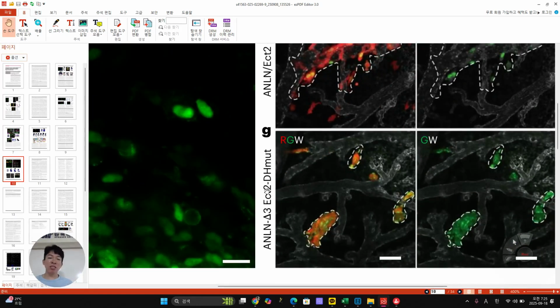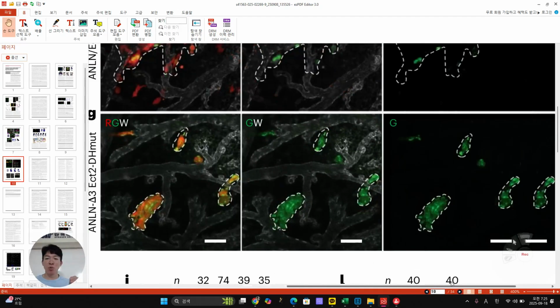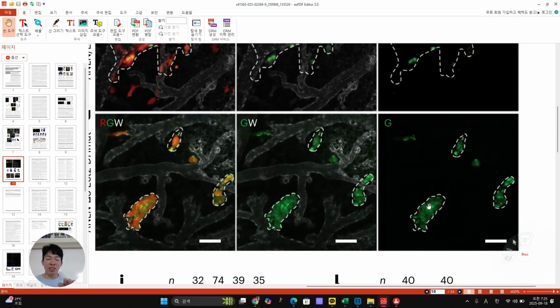But when you see this three domain mutant, and then each domain, there is no transition from RhoA GDP to GTP by this domain mutation. And with the anillin three domain mutation, they cannot generate RhoA GTP, right? And then they are small, which means that they cannot invade properly.